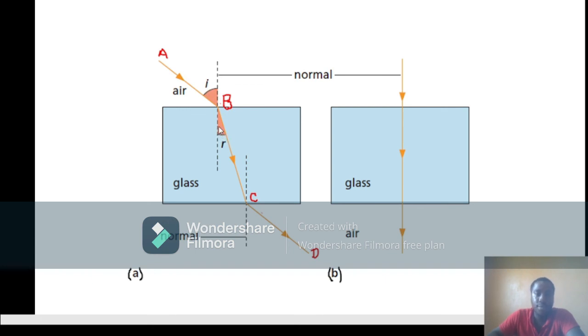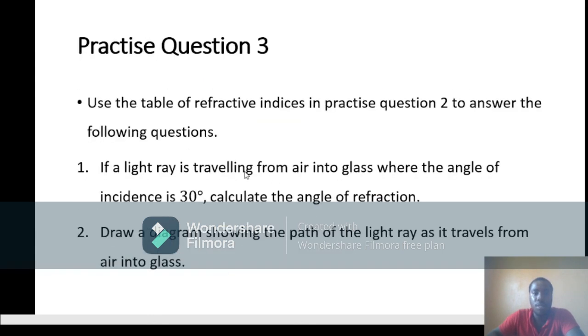Surely, since the refractive index of air is smaller than the refractive index of glass, your answer should be less than 30. And if it's greater than 30, you must know that there's somewhere where you went wrong. And then the second question is saying, draw a diagram showing the path of the light ray as it travels from air into glass. I think I've already shown you that one. And with these particular answers, I would like us to mark them before we end today's lesson.